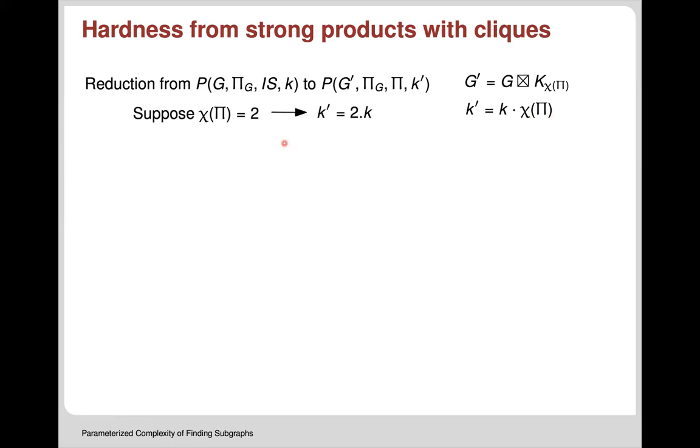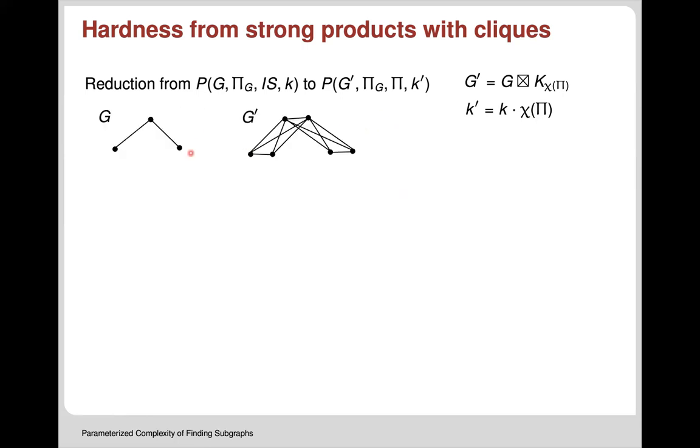Okay, so just as an example, let's say your chi of pi is 2, then my k prime is just 2k. So you can see that if my G is this, then my G prime will look something like this. An easier way to say it is, because the clique which I took the strong product with has size 2, what I did was I just replaced every vertex with an edge, and then I just added the corresponding edges between those cliques.